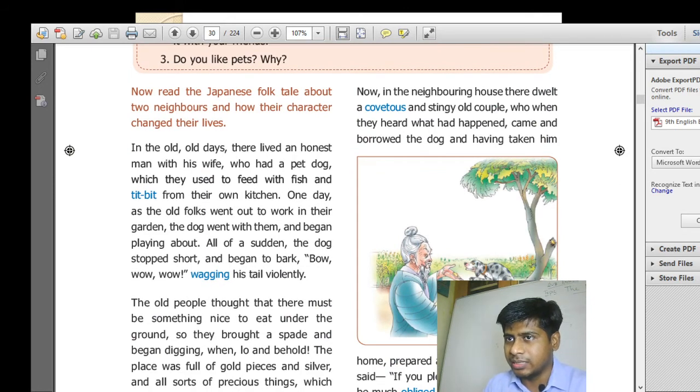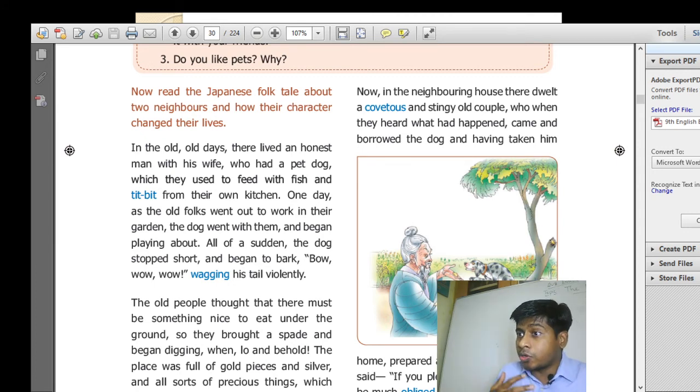Neighbors, whether we need them or not, we have to live along with them. That's neighbors. Okay, now there's another character in this story, the neighbor. And they are very covetous. Covetous means whatever they see and like, they want to possess, they want to have. They always keep an eye on other people's things and materials, and they are not satisfied with what they have.